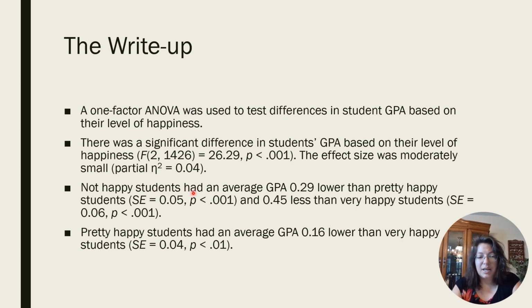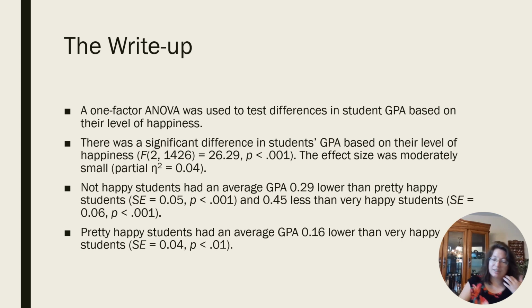Not happy students had an average GPA 0.29 lower than pretty happy students, and I report this standard error and the significance level, and then I do the other comparison too. And 0.45 less than very happy students, and again, standard error and significance value. Then I report my last and third pairing, which is pretty happy students had an average GPA 0.16 lower than very happy students, again with my standard error and significance value in parentheses.